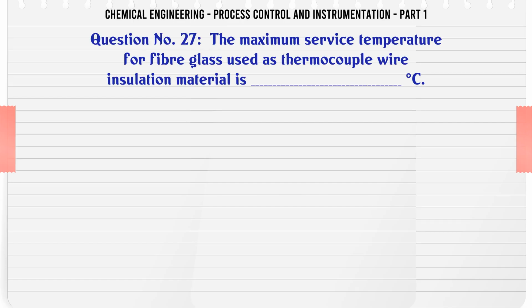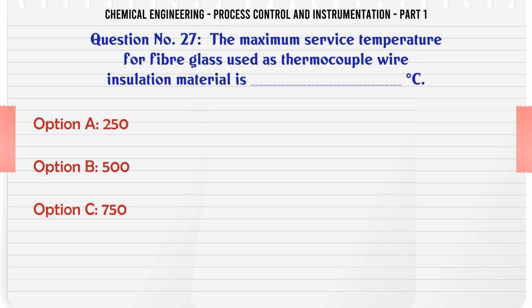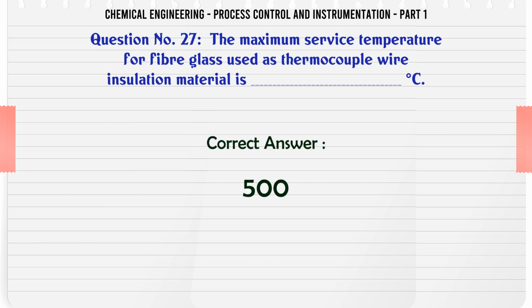The maximum service temperature for fiber glass used as thermocouple wire insulation material is _____ degrees C. A. 250, B. 500, C. 750, D. 1000. The correct answer is 500.